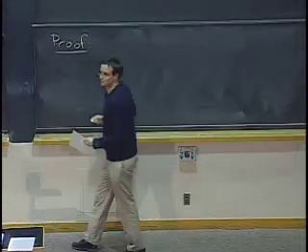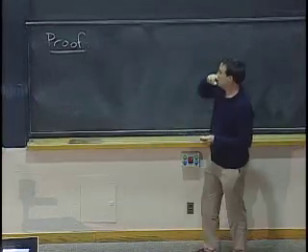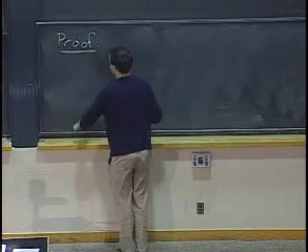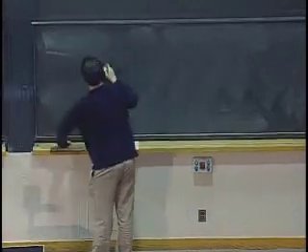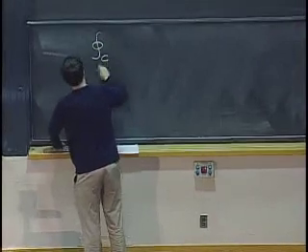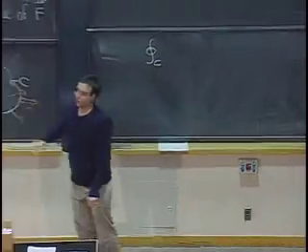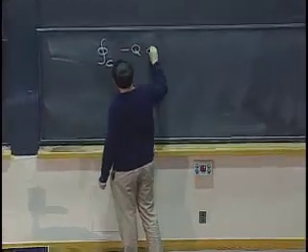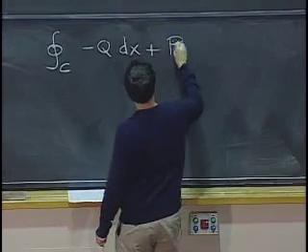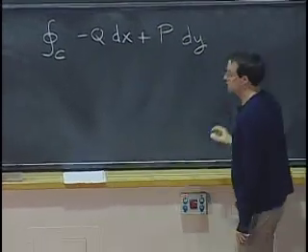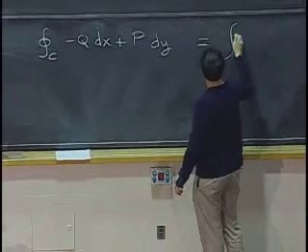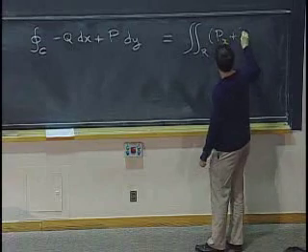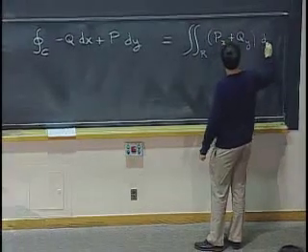So how do I prove it? Well, maybe it would help if, before proving it, I first rewrite what it means in components. So we said the line integral of F dot n ds is actually the line integral of negative Q dx plus P dy. Right? And we want to show that this is equal to the double integral of P_x plus Q_y dA.